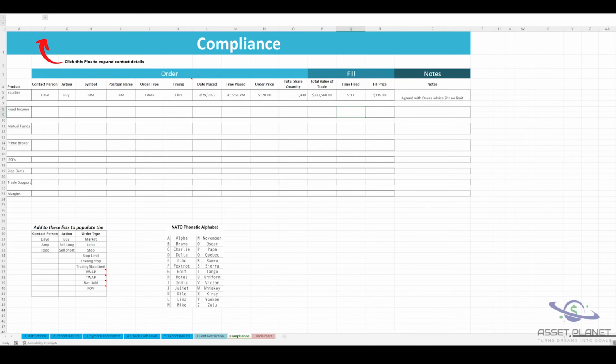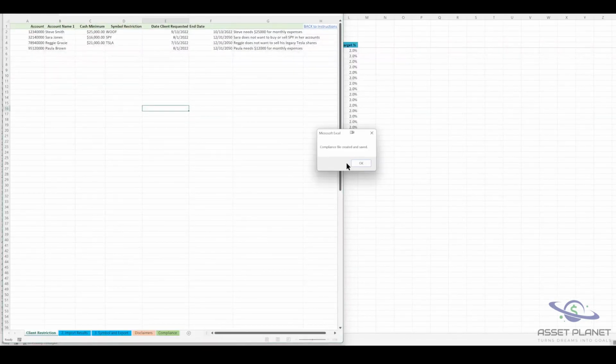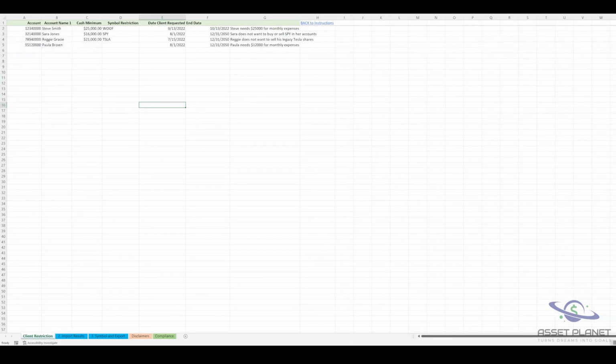So let's show you what happens. If I go to export results here and I export to compliance, we created a compliance default folder at the beginning. And what pulls up is a little mini version of what transpired.